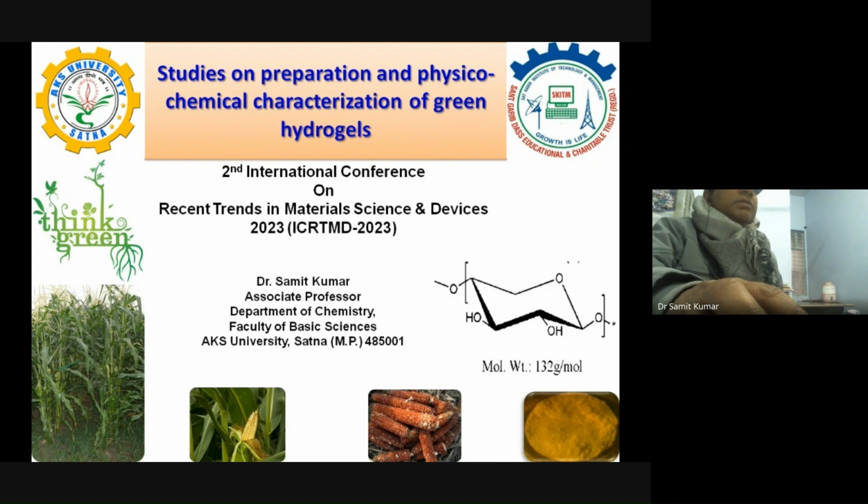In the second international conference on recent trends in material science and devices 2023, thank you so much for giving this type of opportunity. In my research, I use waste material, actually corn cob, from which xylan or hemicellulose is extracted, and this hemicellulose is used for value-added material like hydrogel preparation and its further characterization.